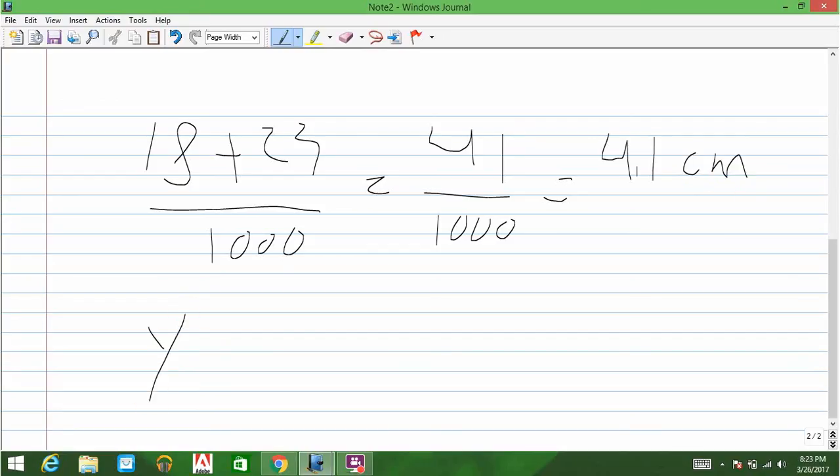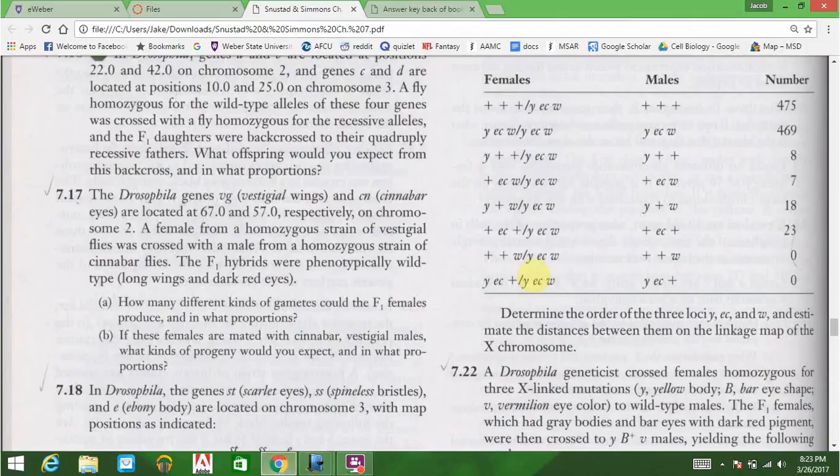Okay, so y, w, ec. The distance between y and w is 1.5, and the distance between w and ec is 4.1. These problems look more daunting than they actually are, but as long as you can figure out the order, figuring out the distances usually isn't too difficult. So that's problem 7.21.